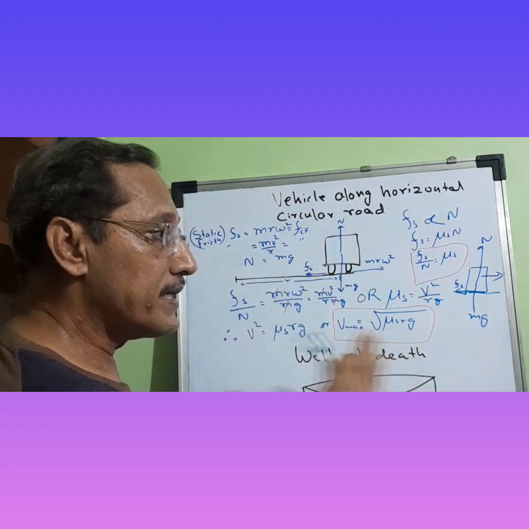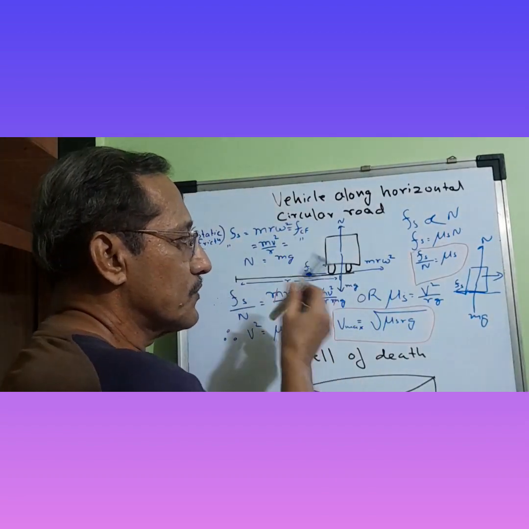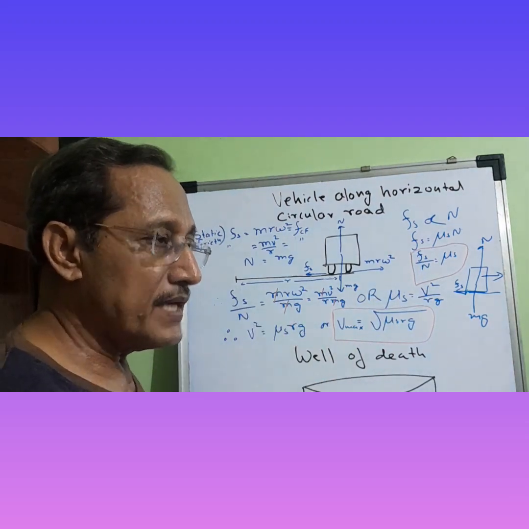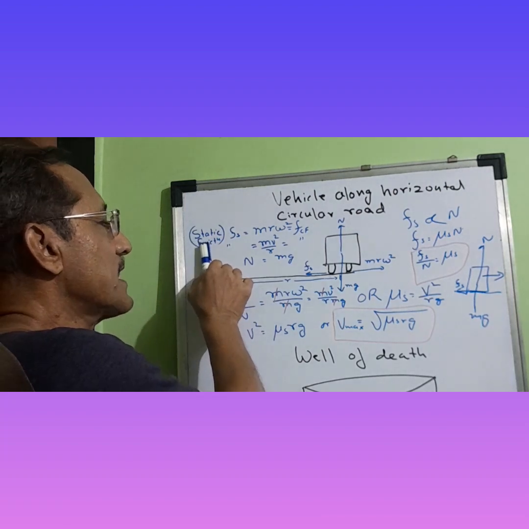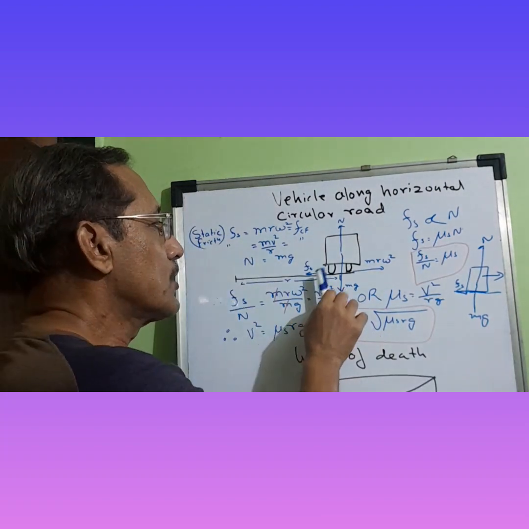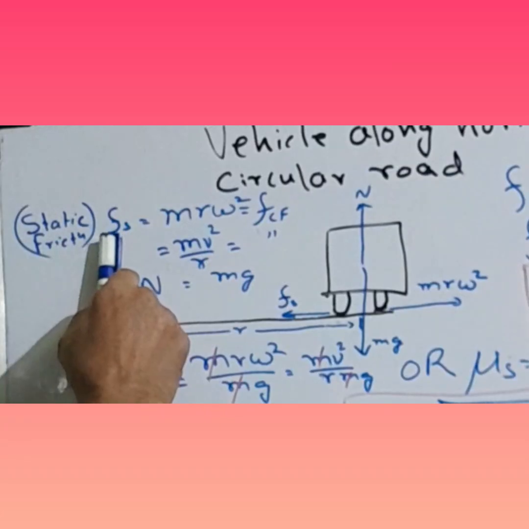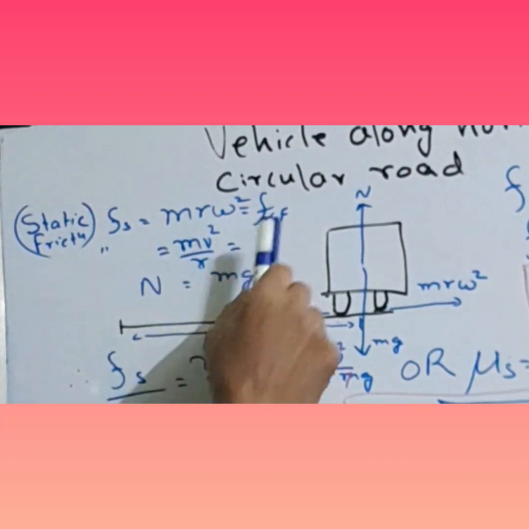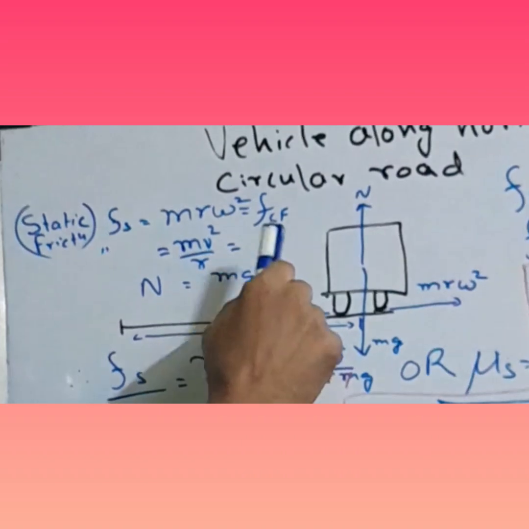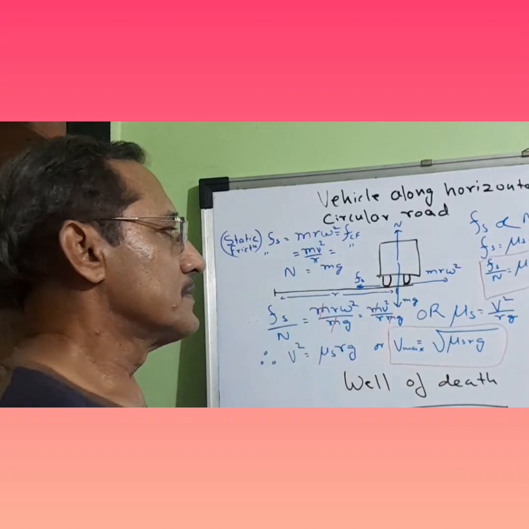Whenever the vehicle is moving, frictional force and centrifugal force have to be in equilibrium with each other. That's what I have tried to show over here. Static friction, designated by Fs, is equal to m r omega square, or equal to the centrifugal force. So these two are the formulas for rotational and translational centrifugal force.